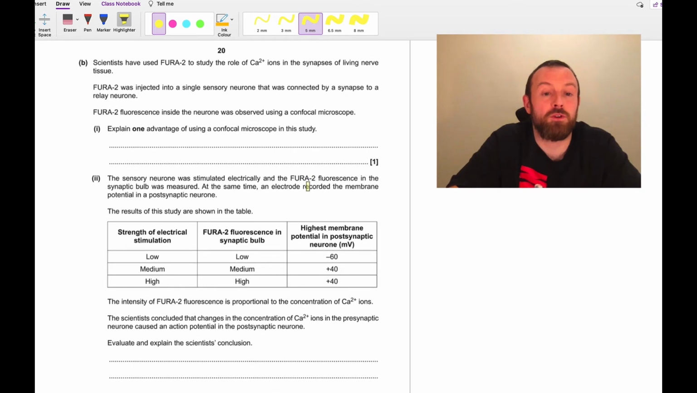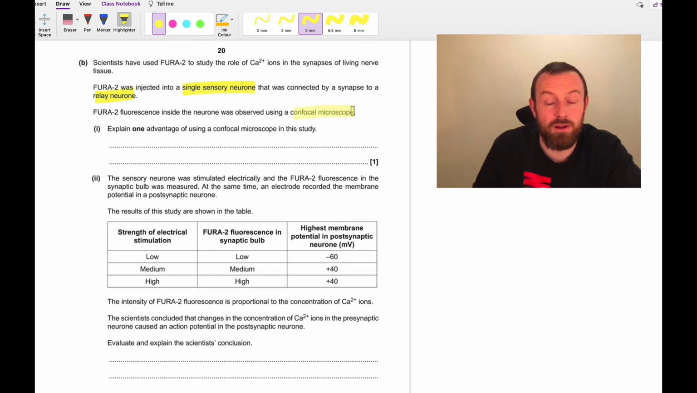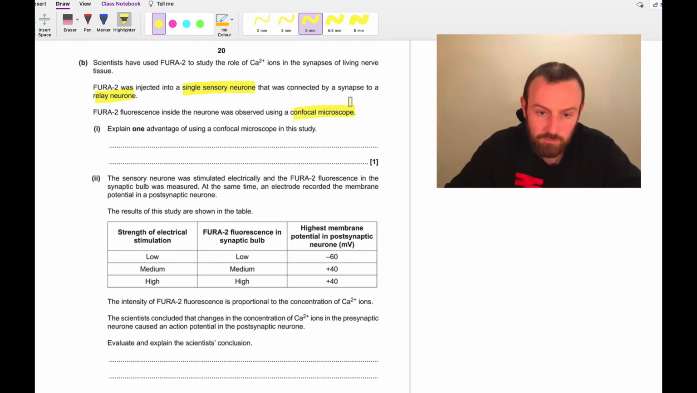Scientists have used Fura2 to study the role of calcium ions in the synapses of living nerve tissue. Okay, because remember, it can be used to measure the concentration of calcium ions. Fura2 was injected into a single sensory neuron. Maybe that's relevant. I'm going to highlight that. It was connected by a synapse to a relay neuron. Okay, right. Fura2 inside of the neuron was observed using a confocal microscope. Explain one advantage of using a confocal microscope in this study.